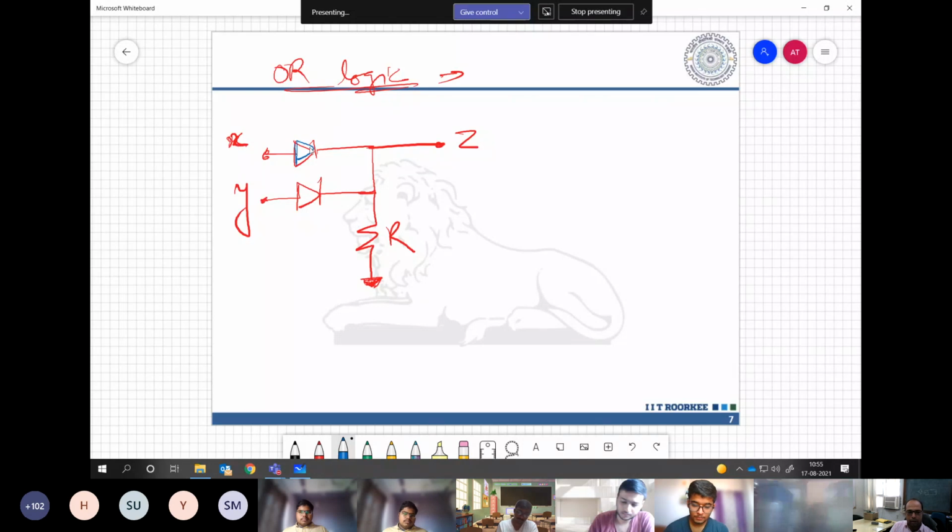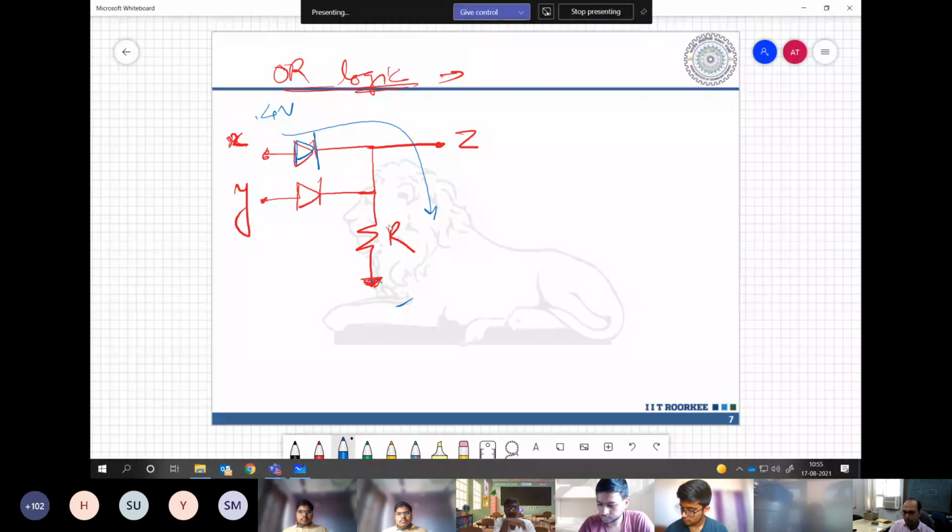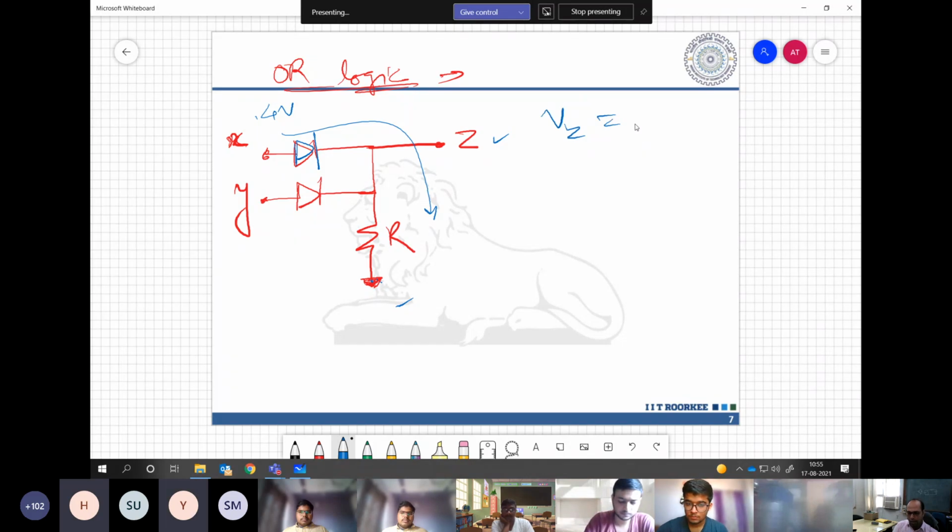Understanding my point? Now here, this terminal is grounded. It is at 0 volt. So whenever you connect any high logic, let us say 4 volt, what will happen? Diode would conduct. So conducting means what? What will be the voltage over here? Again Vz will be 3.4. Yes, 3.4.